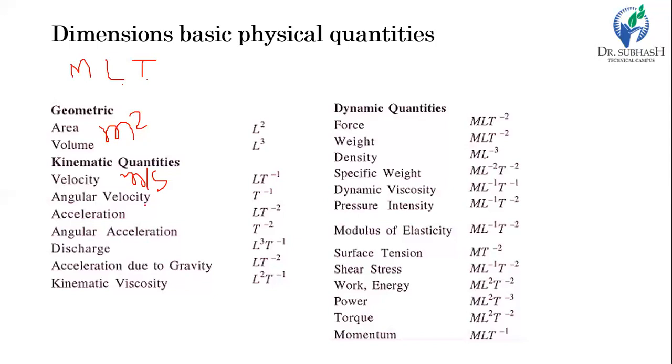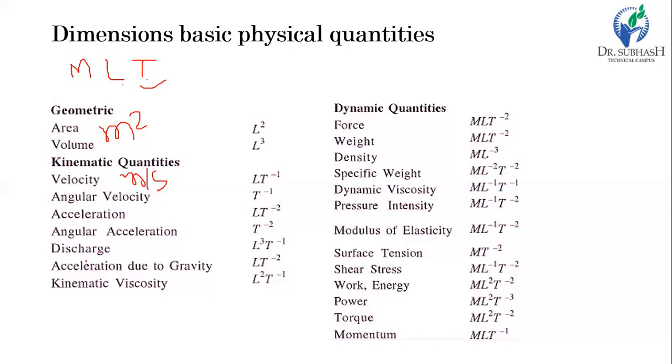And the angular velocity is omega. Omega is radian per second. Radian is not considered a fundamental dimension, so it is t minus 1 only. Then acceleration is meter per second square. Meter uses length one time, and time two times. So it is L t minus 2. Angular acceleration is alpha, which is radian per second square. So it uses the time parameter two times, so it is t minus 2 because it is in the denominator.